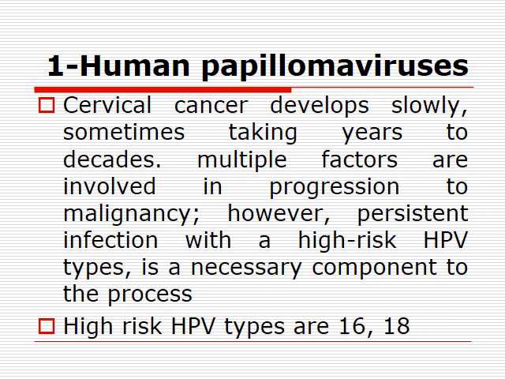However, the most important is persistent infection with high-risk HPV types, which is a very necessary component for the process of oncogenesis, mainly types 16 and 18. And there is a vaccine nowadays given to women to prevent this, and this is a bivalent vaccine, containing L1 protein, the late protein, of human papillomavirus for mainly types 16 and 18 to prevent cancer.